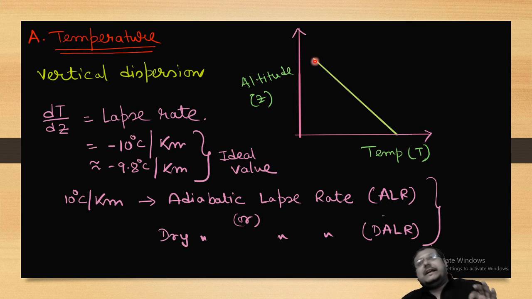Now this value, 10 degree centigrade or 9.8 degree centigrade, is estimated mathematically by assuming the whole process as an adiabatic process. That's why it is called ALR, adiabatic lapse rate, or dry adiabatic lapse rate, DALR. Okay.